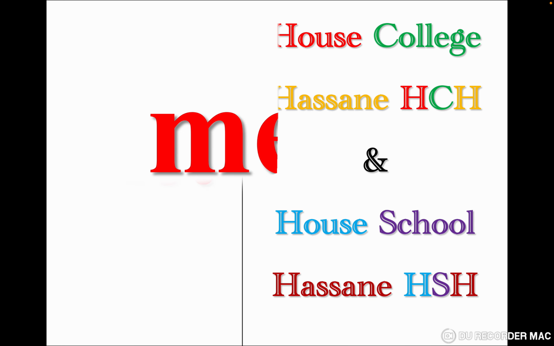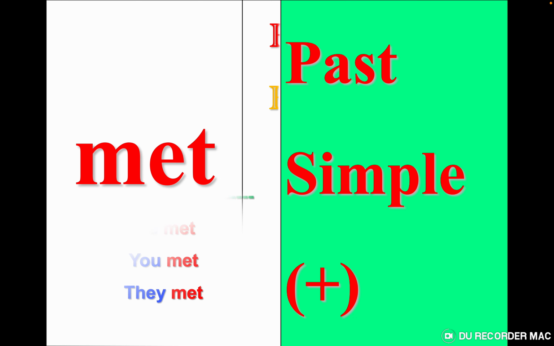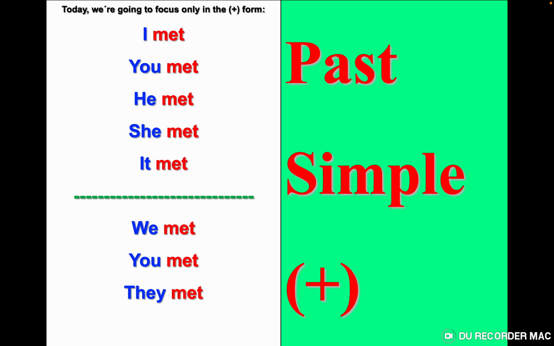So just we drop E. Met. I met you yesterday. So we say nice to meet you in present, and in the past, I met you. I met, you met, he met, she met, it met, we met, you met, they met. Let's go to the next verb.